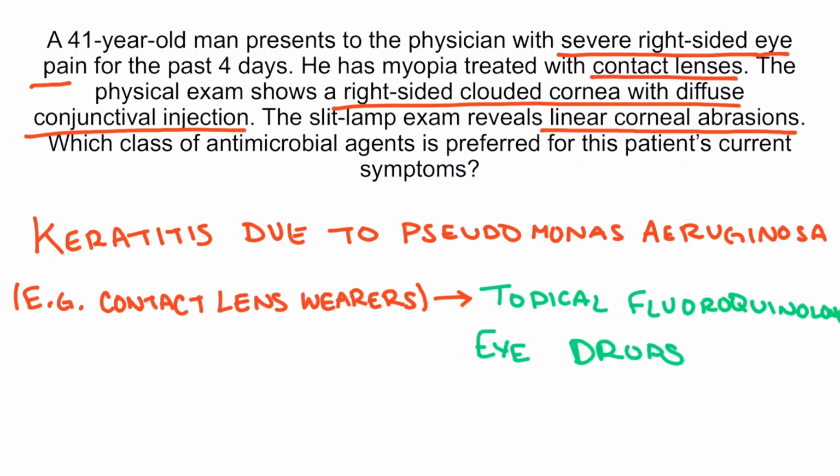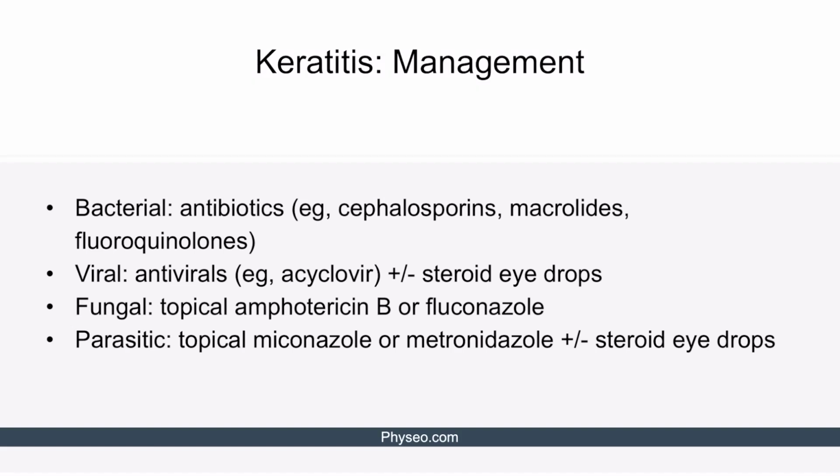As we just saw in our practice question, the management of infectious keratitis depends on the type of microorganism responsible for corneal infection. Bacterial keratitis is treated with antibiotics like cephalosporins, macrolides, and fluoroquinolones. As seen in the question, fluoroquinolones are preferred in contact lens wearers with suspected Pseudomonas keratitis because these antibiotics cover Pseudomonas well. Viral keratitis is treated with antivirals such as acyclovir with or without steroid eye drops. Fungal keratitis is most commonly treated with topical amphotericin B or fluconazole. Finally, parasitic keratitis is treated with topical miconazole or metronidazole with or without steroid eye drops.